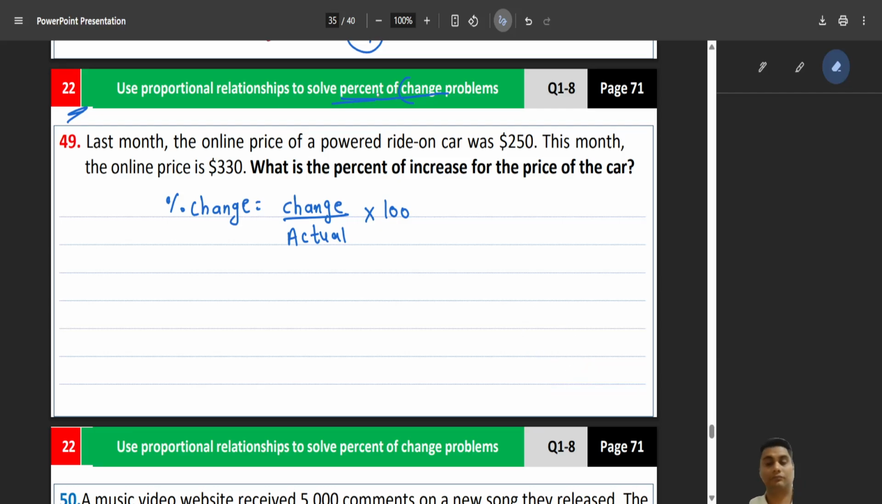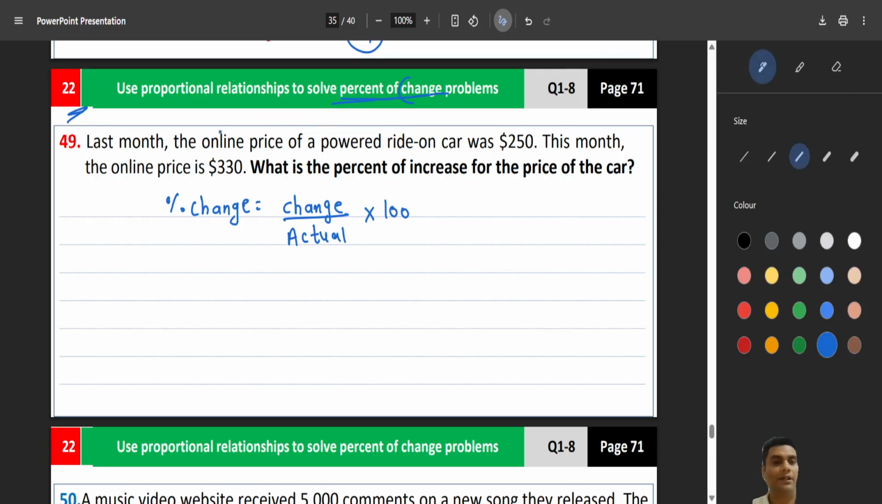Now in this question he said, last month the online price of a powered ride-on car was $250. So the price of the powered ride-on car was how much last month? 250. So this was the actual price one month before, right? This month the online price is 330. So the price changed, correct? From 250 to 330. He is asking you, what is the percent increase in the price?